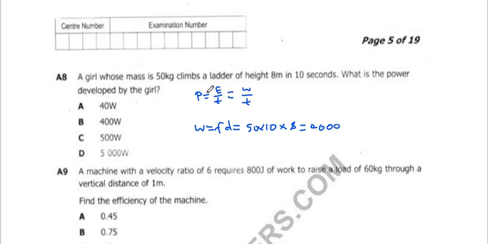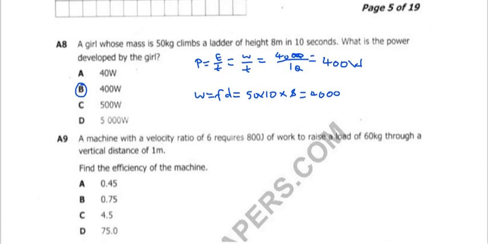But you know that power is equal to work over time. So what is our work? 4,000. What is the time that we've been given? 10. So this 0 and that 0 cancel, and we would have 400 watts. And 400 watts is option B. So that is how we work around that question.